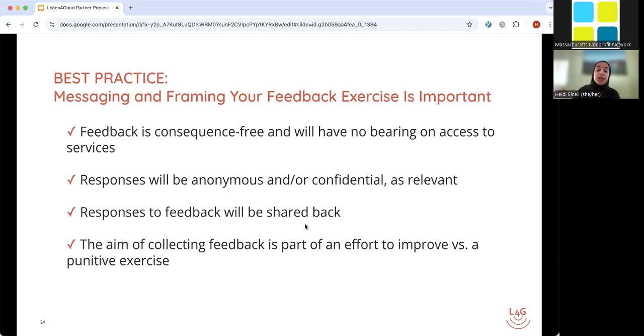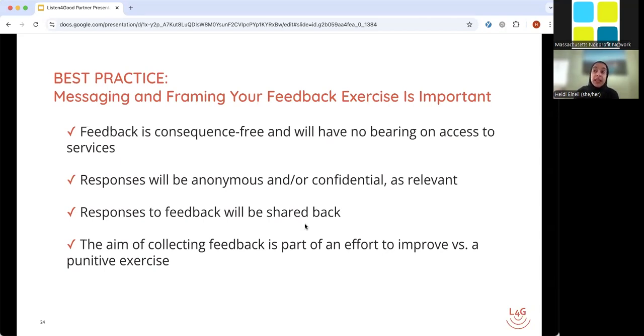A couple of things to keep in mind: a really important part here is not just putting a survey out in the field. It's about the communication that we have with our audience before they receive the survey. How we frame and how we message our survey is really critical. We always want to be really clear that completing or not completing the survey has no bearing on access to services, that it's not a requirement.